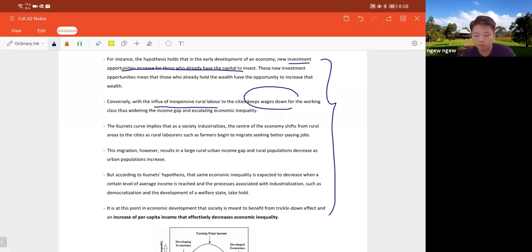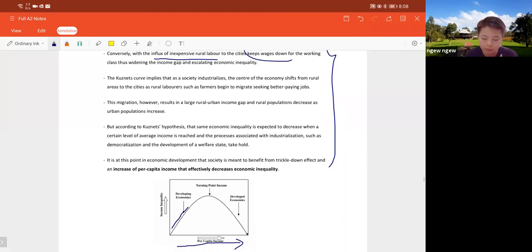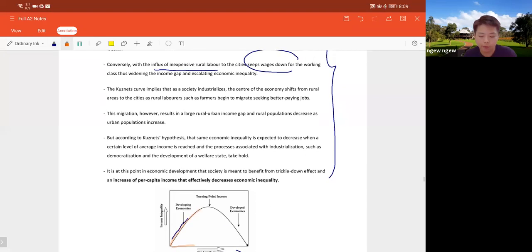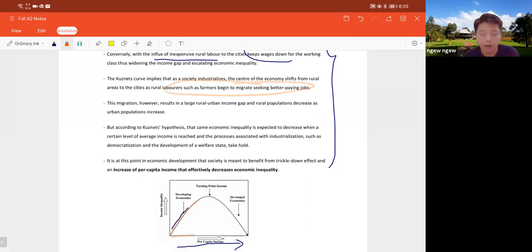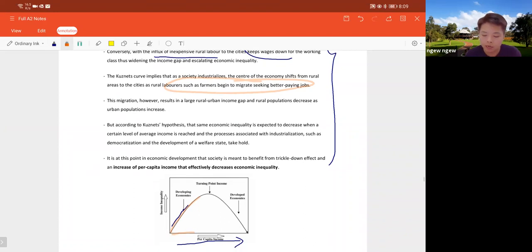And moving on, so after this, according to the Kuznets curve, that is the initial stage which makes your income inequality rise, okay, as your country starts to grow and develop. However, when it comes to one point, these people will seek better-paying jobs, and when the urban population starts rising, then the income gap will start to fall.